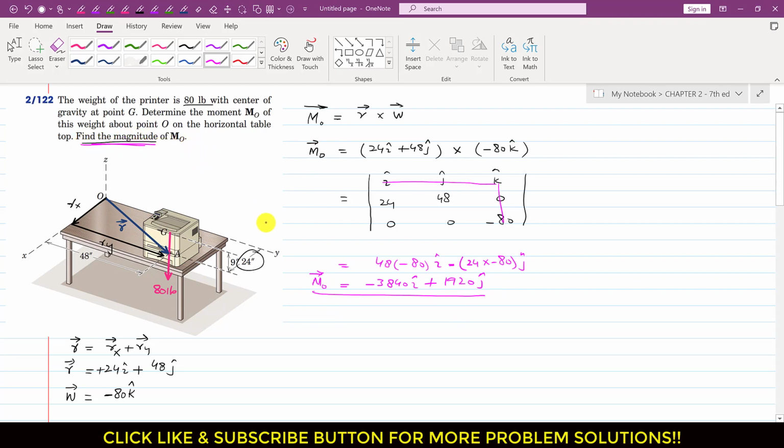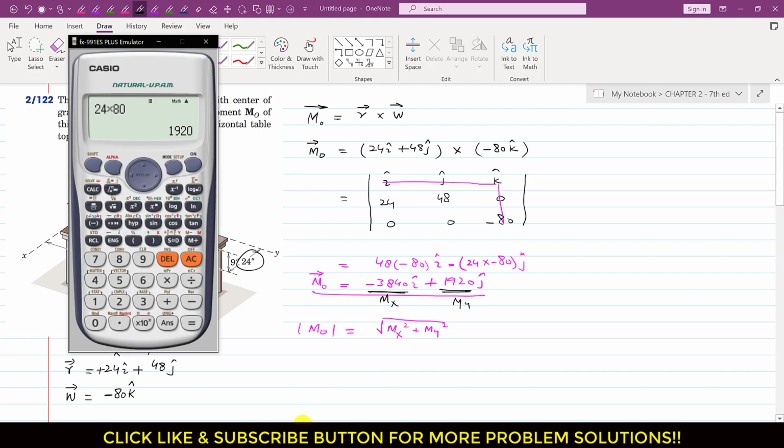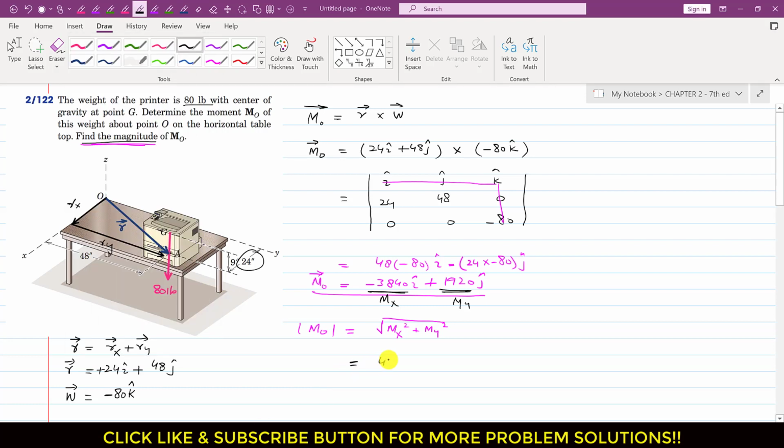And further in this problem we are asked to determine the magnitude of MO. The magnitude of MO will be equal to, we can use the Pythagoras theorem, mx squared plus my squared. So mx is 3840, squared, plus 1920 squared. This is 4293.25, and its units will be pound inches, since this moment arm is in inches and this is in pounds. So the units of this moment about point O is pound inches. So this is the solution of this particular problem.